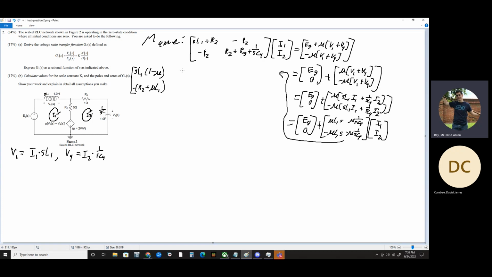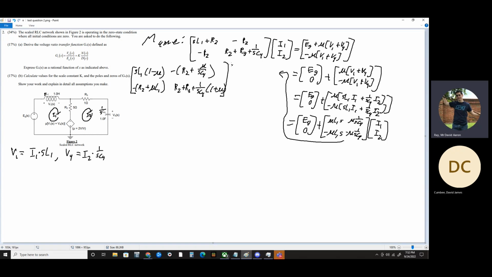Now we can go to the top right one here. We have negative R2, and since the mu is positive on the right side, it's going to turn negative. So we can pull out both the negatives. So it's going to be negative R2 plus mu over SC4. And then the bottom right one is R2 plus R3. And then since it's negative in the right side, we're going to pull over the mu and make it positive. That's going to be plus 1 over SC4 times 1 plus mu.